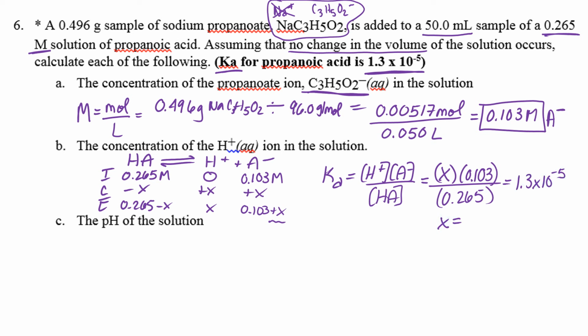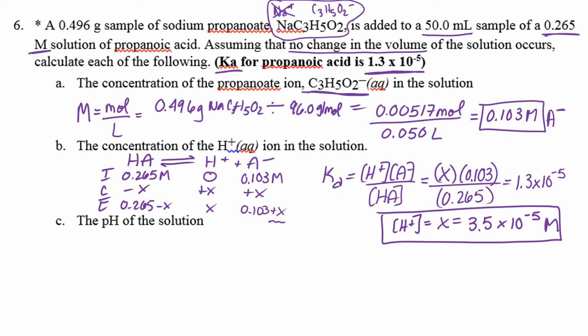Okay, if you go through this and solve for X, you should get 3.5 times 10 to the negative fifth. So I just took my Ka times 0.265 divided by 0.103, so I'm roughly just doubling my Ka value. And notice in this case, X represents the hydrogen ion concentration. So go back and double check the problem. That's all this problem is asking me for. So this is my answer to B, concentration of H plus ions.